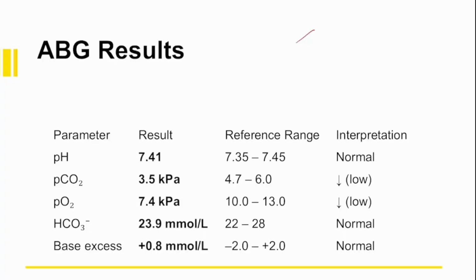So look at the pH. pH is 7.41. It is normal. Now the range is 7.35 to 7.45. PaCO₂, as expected, is low. And the PaO₂, oxygenation, 7.4, normal is 10 to 13 kPa, so it is low. And the bicarbonate is within normal range, 23.9, normal is 22 to 28, so it is again normal. There is a base excess of 0.8 millimoles. So again, this is normal.